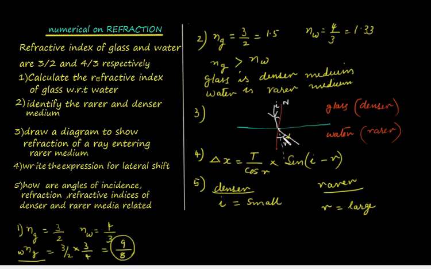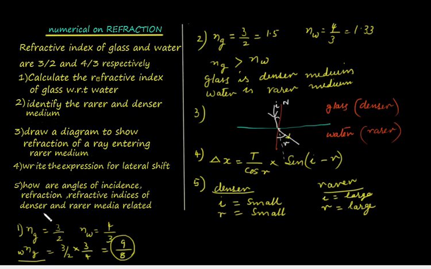So in this case, this angle will become angle of incidence in the rarer medium, that is large. When it enters the denser medium, by principle of refraction, it will bend towards the normal. So this will be angle of refraction. Angle of refraction in the denser medium becomes small. So we can sum up, in the denser medium, the angle of incidence and angle of refraction will be small as compared to the angle of incidence and angle of refraction in the rarer medium.